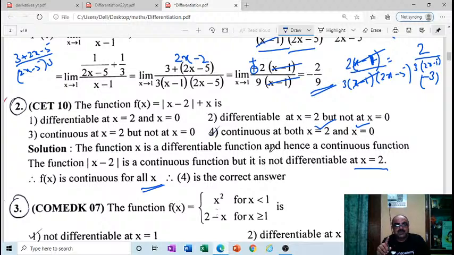At 2, it is continuous but it is not differentiable, and at 0 it is always continuous and differentiable too. So f of x is continuous for all the values given for x. So the right answer here is that it is continuous at both x equal to 2 and x equal to 0. Hope these concepts are clear to you.